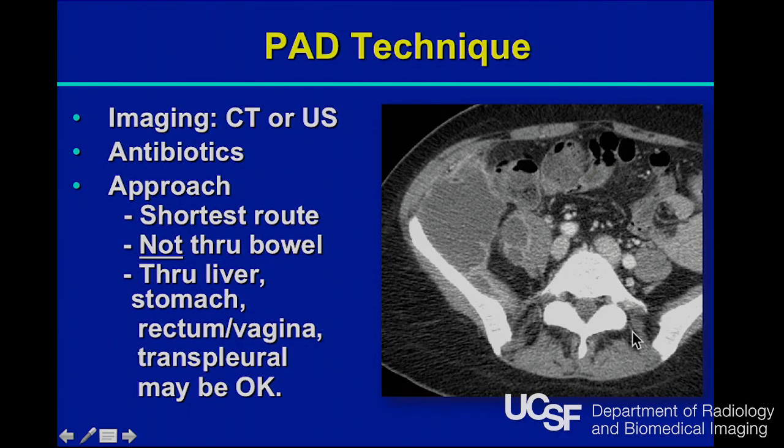A lot of the time, it might be difficult to know where the bowel is, for instance, in relation to the fluid, and so CT can be very helpful. You're going to take the shortest route. You're not going to want to go through bowel, but through liver, stomach, rectum, vagina, transpleural. Those are all reasonable ways to proceed if there is no direct percutaneous approach.